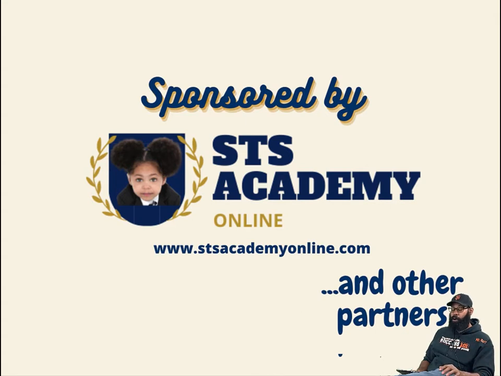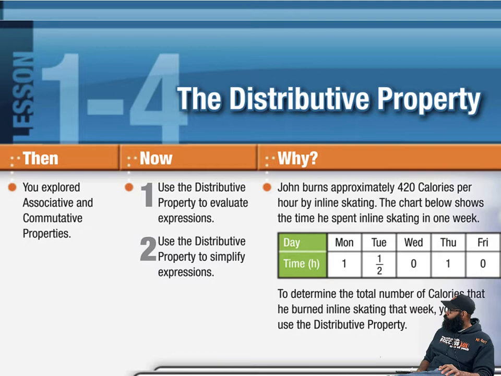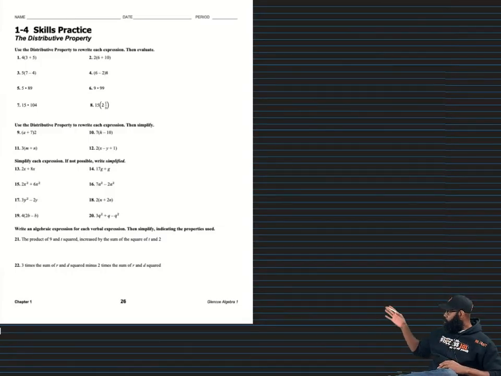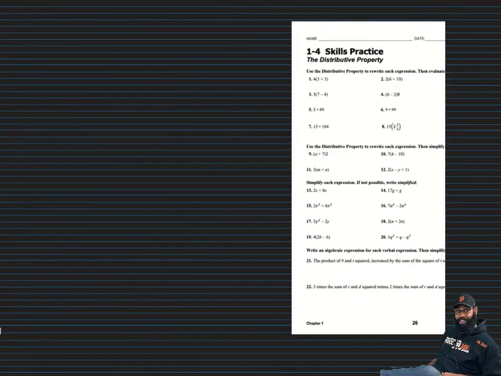Guys, we're looking at chapter 1, lesson 4, skills practice, the distributive property. And I'm excited. It's one of my favorite lessons to get done. Let's recognize we got 1, 2, 3, looks like almost 4 sections here. So let's see how long this video is, right? Love it when you guys hang out the full session.